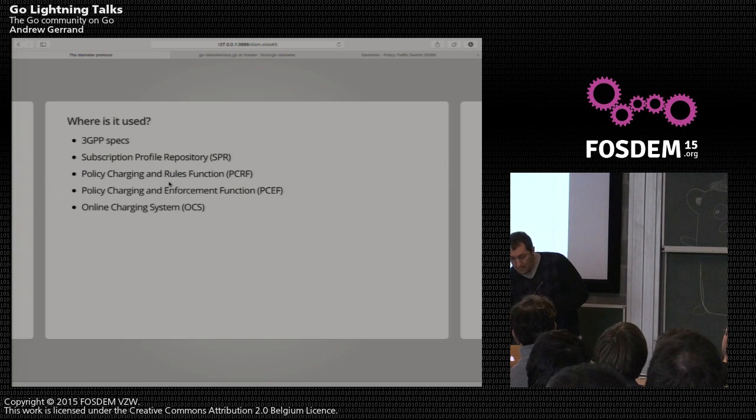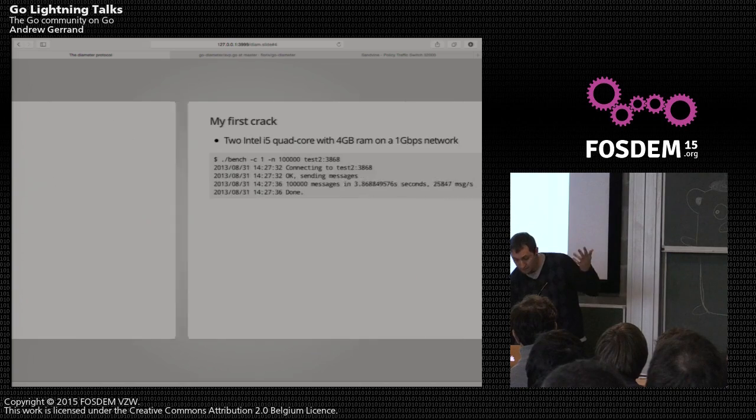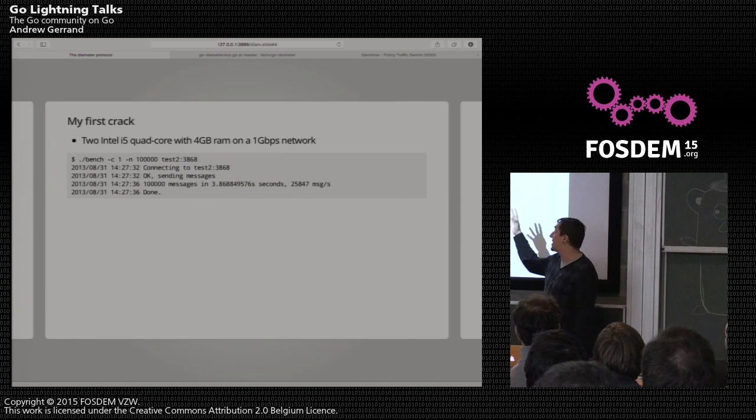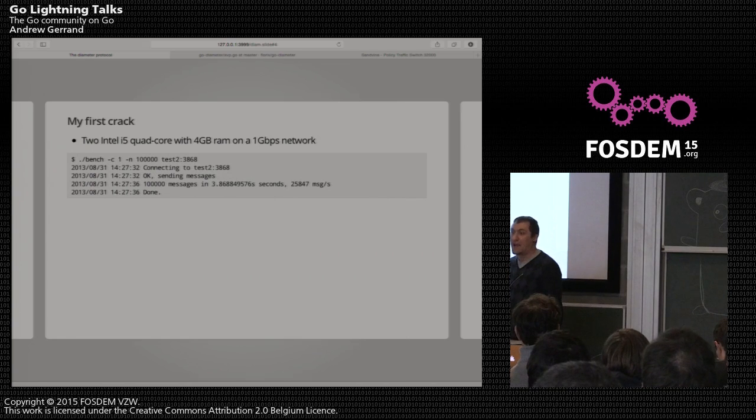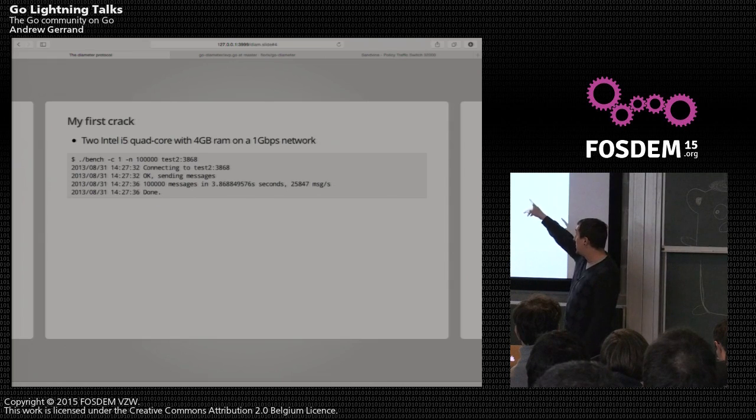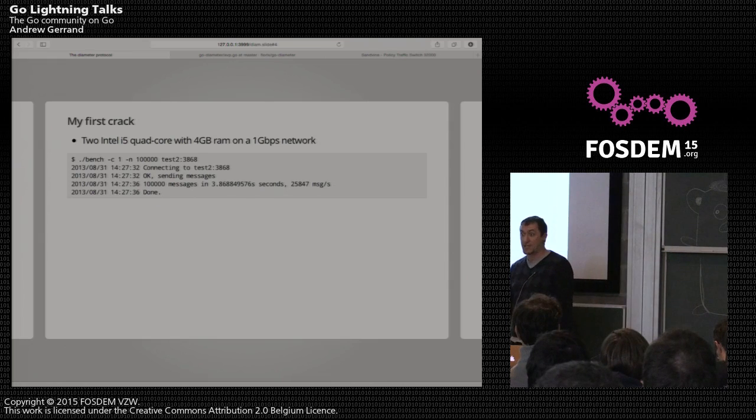So I decided to write an implementation in Go as part of my learning. This was my first attempt to write the Diameter protocol, and I got it really fast. I was expecting something in the 5,000 to 10,000 messages per second range. My first attempt, about two years ago, got me 25,000 messages per second. So this started to get more interesting.